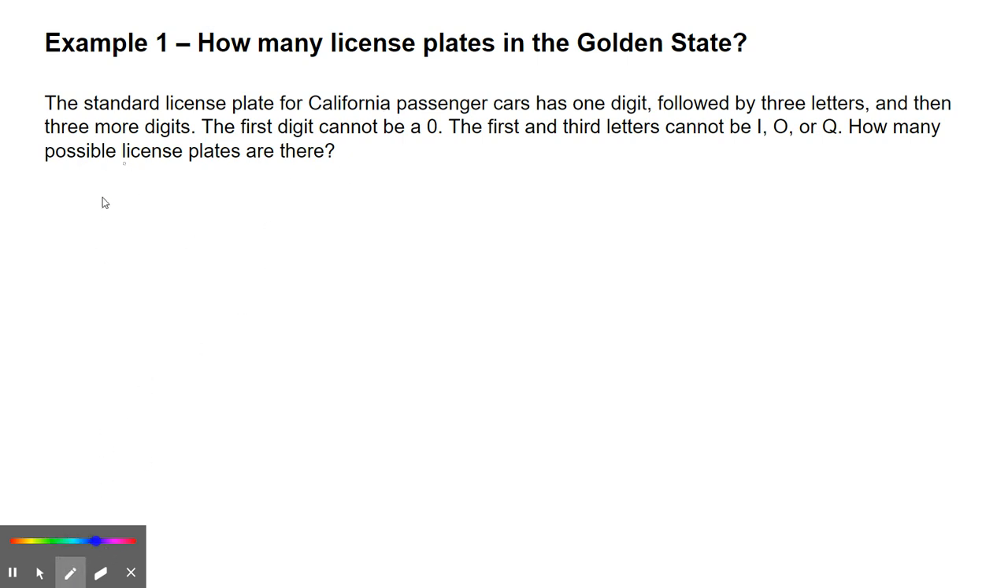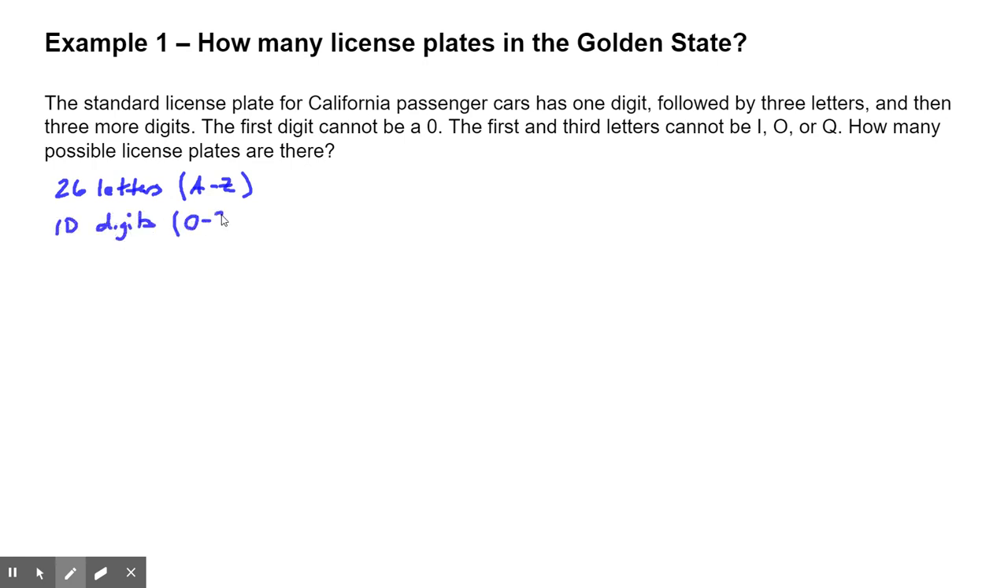So first off, let's just revisit some things. So what are our letters? There are 26 letters in our alphabet, that's A through Z. And then there are 10 digits. That's 0 through 9, 10. Okay? So this license plate has 1 digit, 3 letters, and then 3 more digits. So once we put all the possibilities in, we're going to multiply these 7 numbers together.